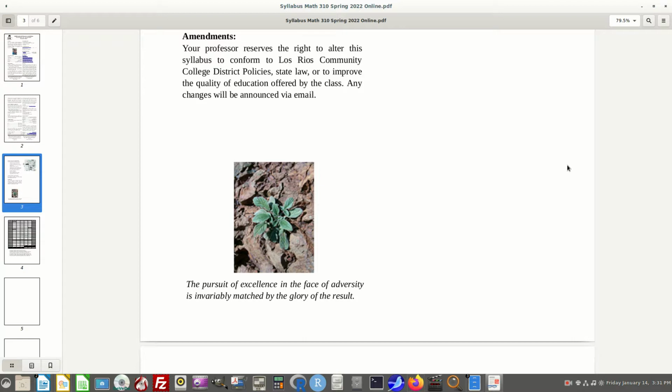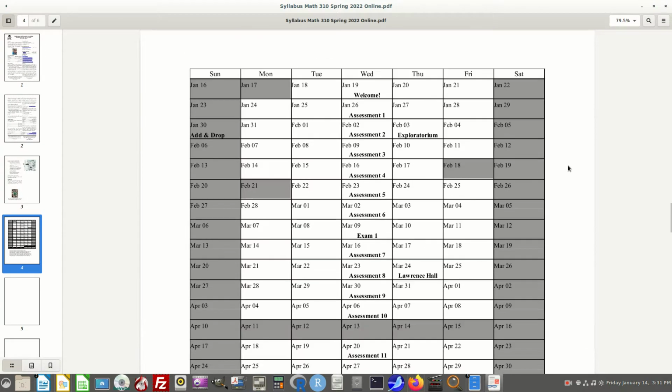So I want you to remember that you will touch many lives as an elementary school teacher, and you'll bring your own idea and conception of mathematics with you. So I hope that is a favorable way of thinking of mathematics. So let's look at the schedule.